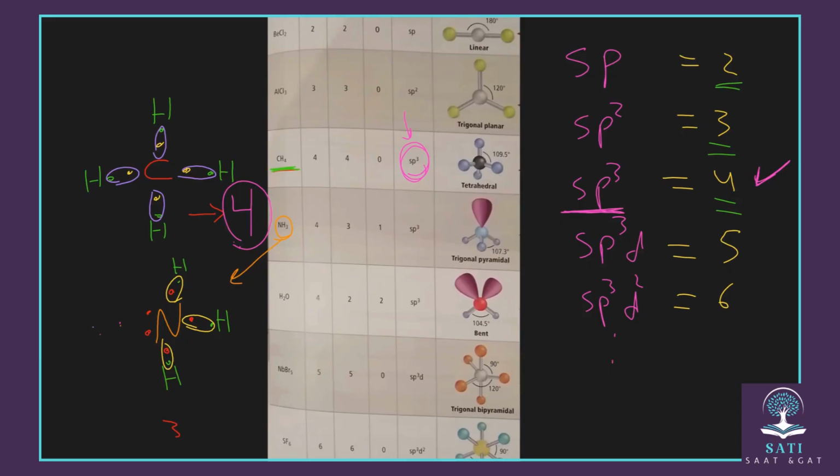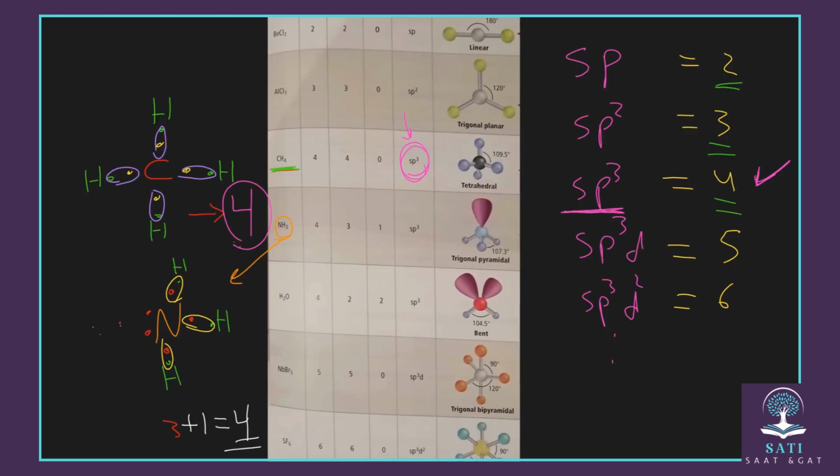Is that enough? No, I need to add also the free pairs of electrons. I'm talking about pairs. Is there any pair of electrons that is free? Yes, we have a pair of electrons that is free here. So this pair of electrons, I counted 1. So that means 3 bonds and 1 pair of free electrons. The total will be 4.